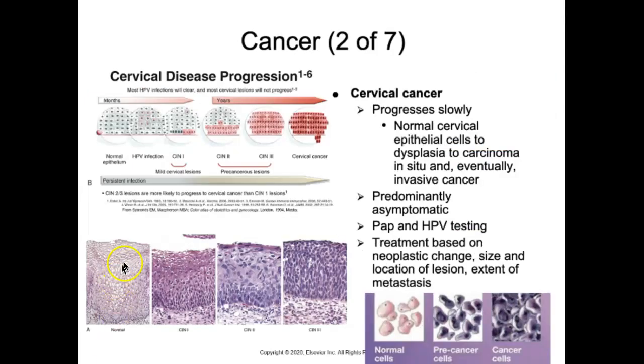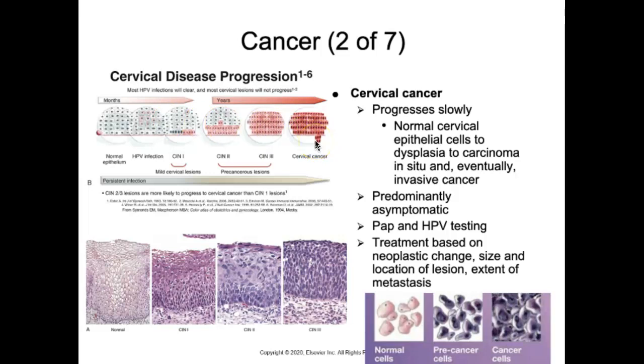So here we can see some normal epithelial cells within the cervix, and I like these images because they show you the progression of how these cells turn cancerous over months to years. And you can see that this type of cancer progresses slowly. Our normal cervical epithelial cells first go through dysplasia and then turn into carcinoma in situ and eventually invasive cancer. You can see that taking place over here.